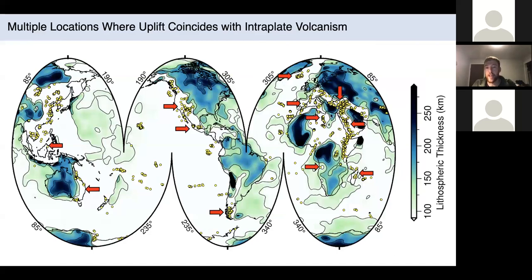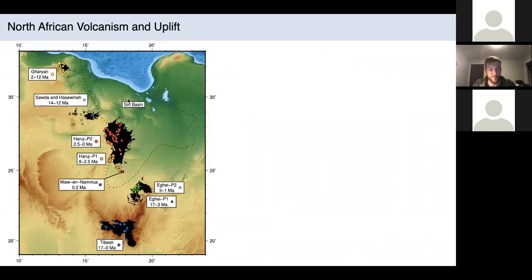There are many areas like Turkey and Arabia where we see intraplate volcanism at the present day occurring at the same time as a large amount of uplift. And I want to show you an example where I think using these intraplate volcanic observations could allow you to understand a little better the system within which you are working. And so I'm going to show you an example from earlier in my PhD from North Africa.